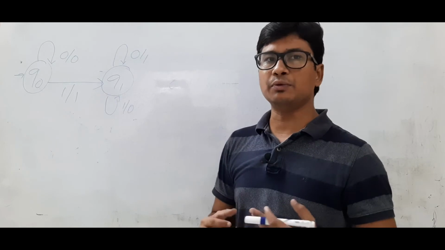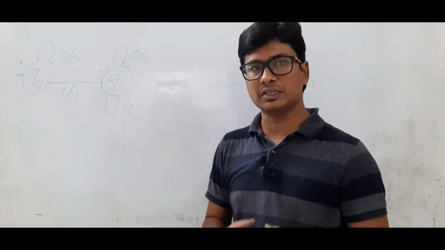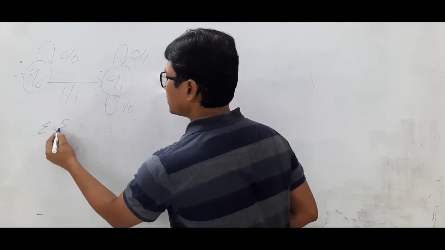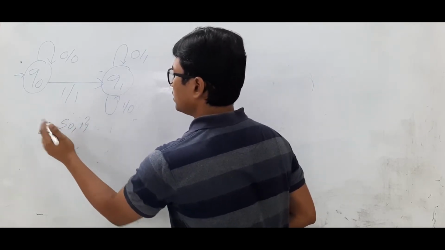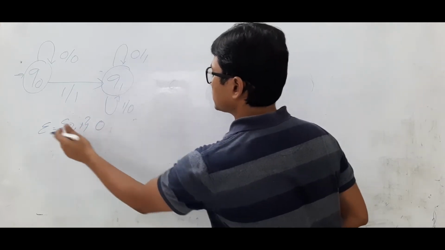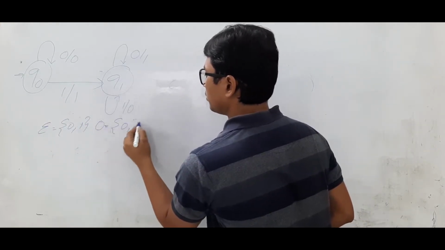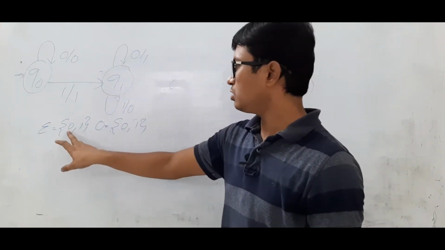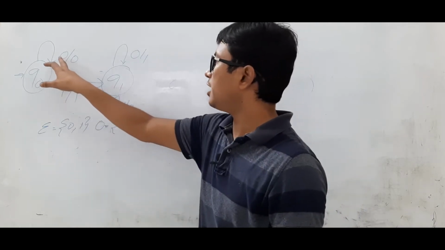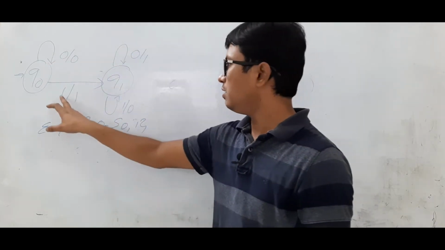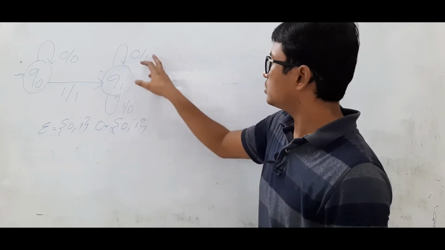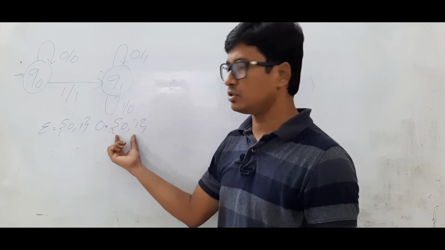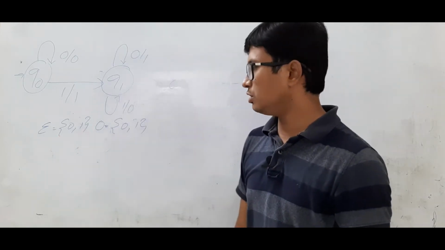Before that I want to find out what the input alphabets are and what the output alphabets are. The input alphabets are 0, 1, and the output alphabets are also 0, 1, because from Q0 on 0 and 1 you have transitions. For 0 it is producing output 0, for 1 it is producing output 1. So everywhere it is producing either output 1 or output 0. The output alphabets are 0, 1, and the input alphabets are 0, 1.